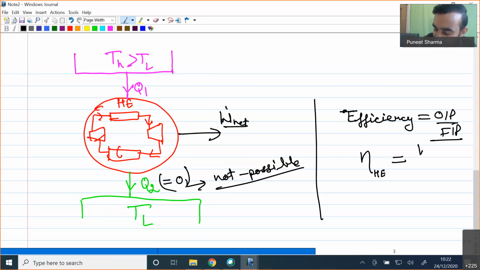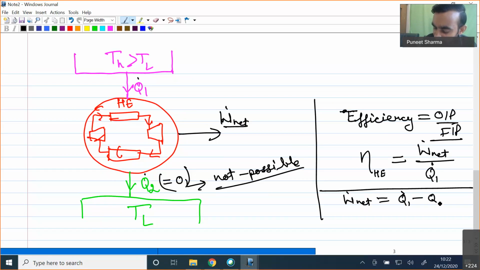Okay, so that's why my rate of work done will be W dot net, and in order to obtain this rate of work, we are supplying this Q dot 1 amount of heat to the heat engine. So that's why my input will be nothing but Q1 dot. Now if you apply the first law of thermodynamics for this cyclic process, I have already told you that W dot net will be equal to Q1 dot minus Q2 dot.